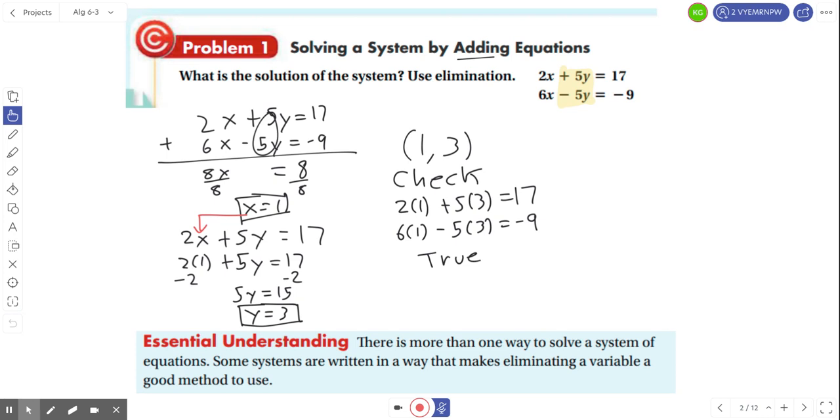So there I added the two equations together. So if you can add them together, you can subtract them as well.